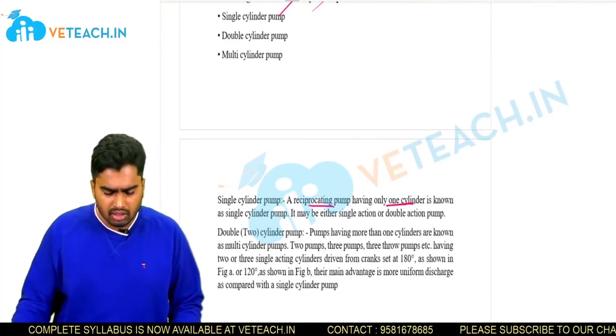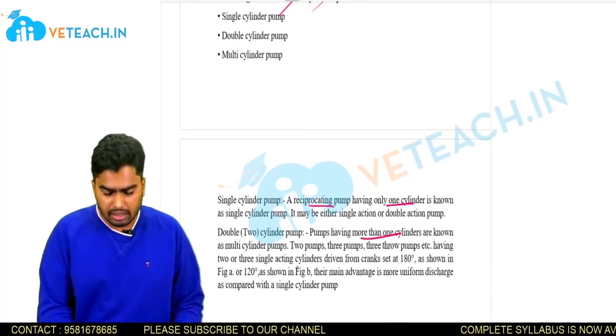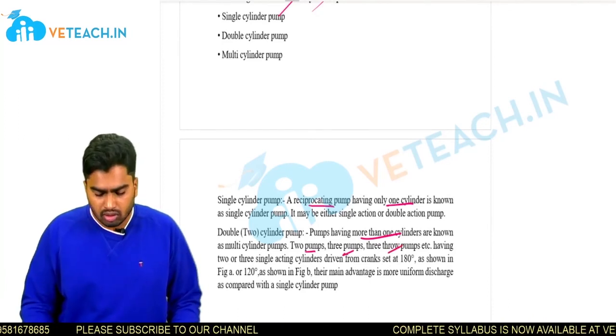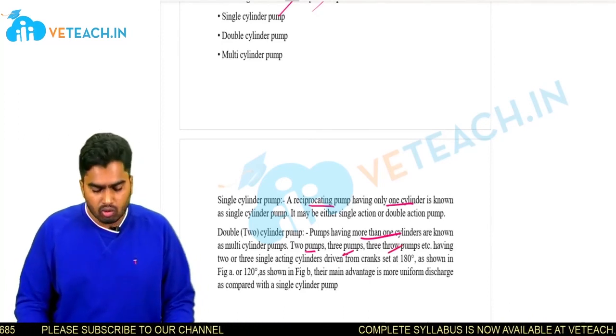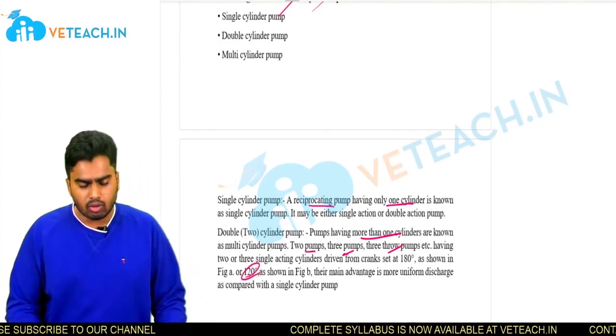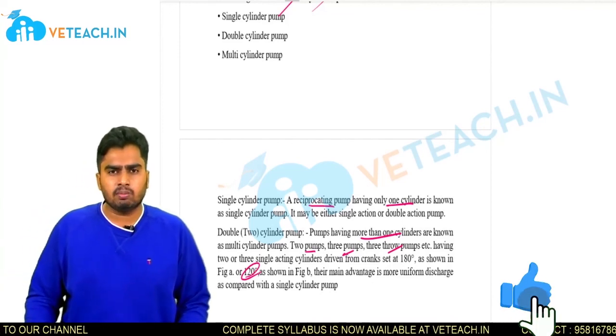And what happens in a double cylinder pump? A double cylinder pump will have more than one cylinder, okay? Like it may be a 2 throw pump, that is 2 cylinders, or a 3 throw pump, that is 3 cylinders. So more than one cylinder will be there, and your crank settings will be like 120 degrees, right? Because of multiple cylinders. So this is how the single cylinder and multi-cylinder pumps will work.